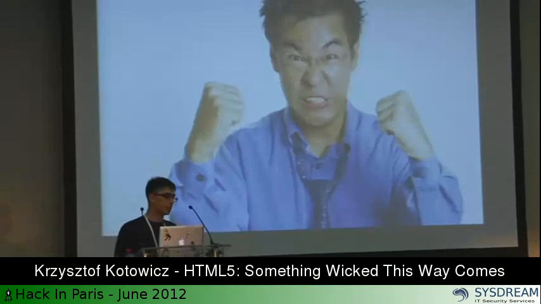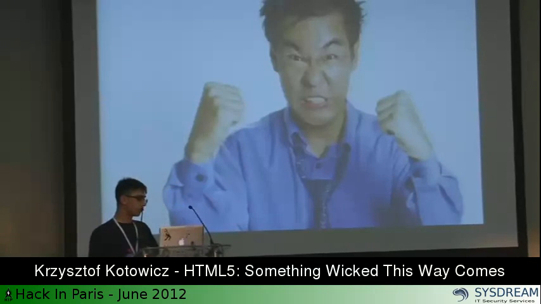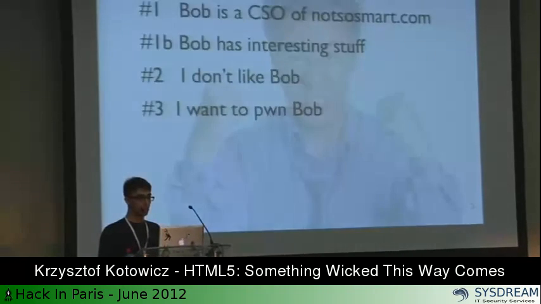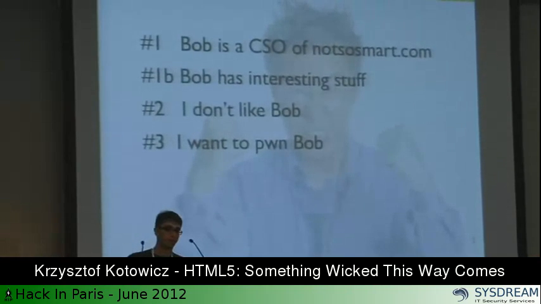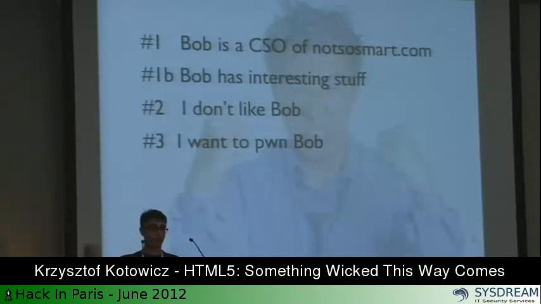Let's meet Bob. This is our victim. What do we know about Bob? Well, he's a CSO of any company that we are interested in hacking. Of course, as a CSO, he has access to some interesting stuff. He can have important files, personal files on his computer. He can have some cookies that we are interested in. He has access to intranet for his website. And I don't like him. I don't like Bob at all as an attacker. So I want to pawn him in multiple ways.